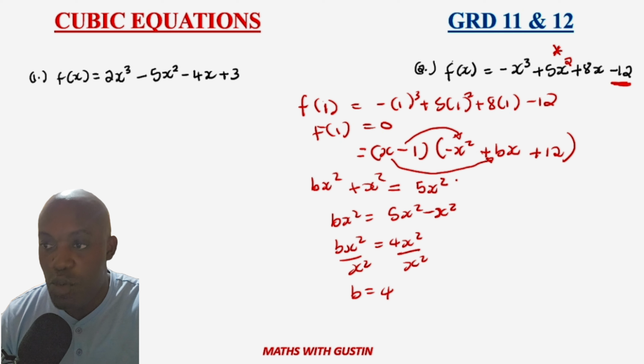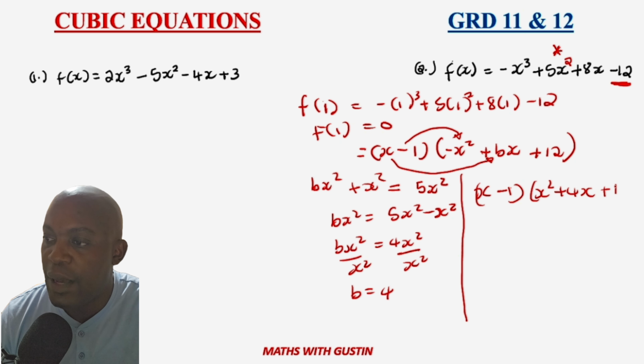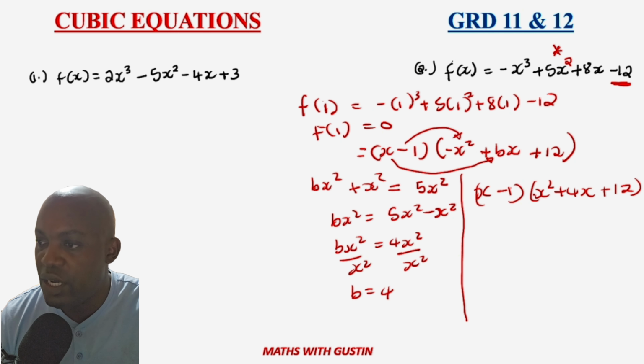All right, so now that b is equal to 4, this simply means our equation will be like this: x minus 1. Okay, I hope you're getting it, guys. If you're not getting it, please leave a comment in the comment section below. So you're going to have x squared here plus 4x plus 12. All right, rather negative, am I right? Yeah, negative x squared here, negative x squared here.